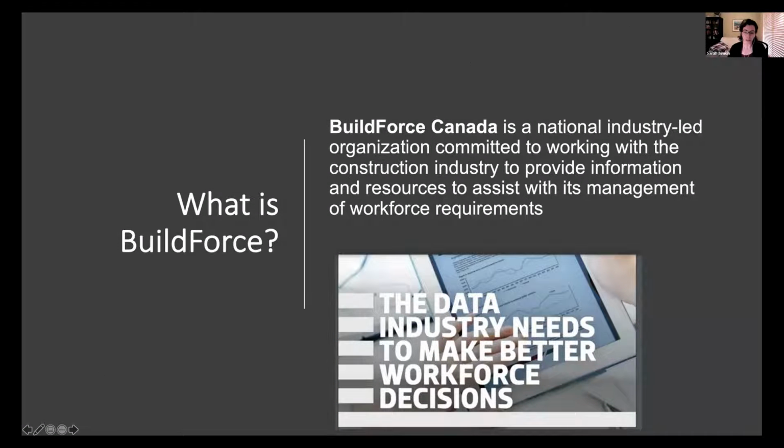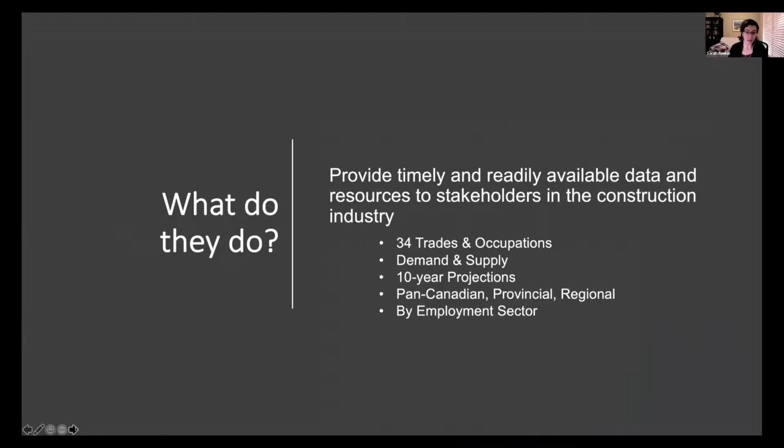Buildforce is a national industry-led organization that works with the construction industry to provide information resources to help with managing the construction workforce. Basically, this organization provides the data that the industry needs to make better decisions. They do this by providing timely and readily available information and a variety of resources to various stakeholders across the industry. They cover 34 trades and occupations. They look at supply and demand across these trades and occupations, and they also look into the future, providing 10-year projections.